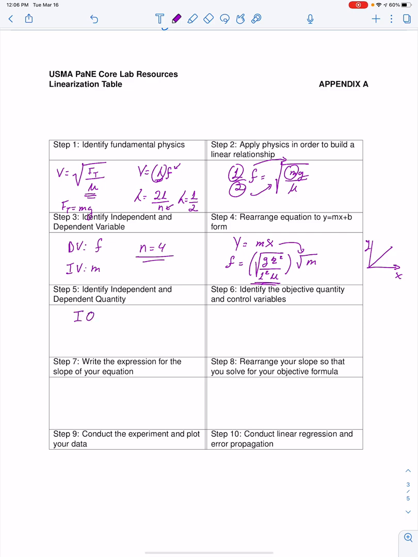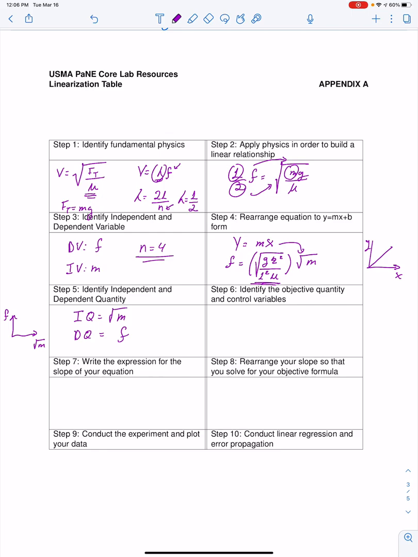Independent quantity, you're always having issues with that. So independent quantity will be the square root of m. It's exactly how it's portrayed in the actual x direction. So when you're doing your linear regression in your Excel spreadsheet, this is going to be the square root, right here, the square root of m. And then for your dependent quantity, it's just going to be f, because f, frequency, is left by itself.